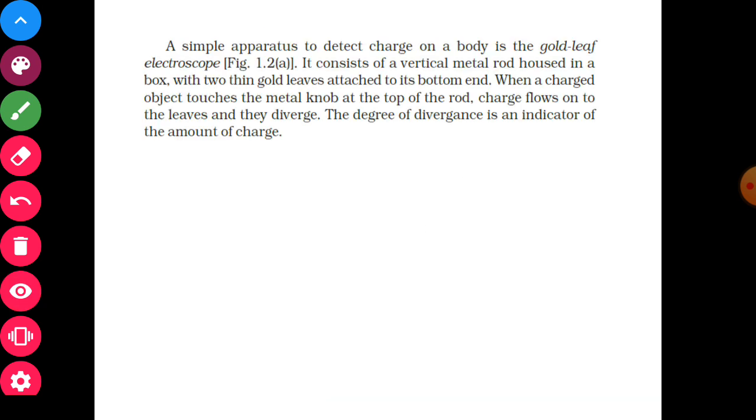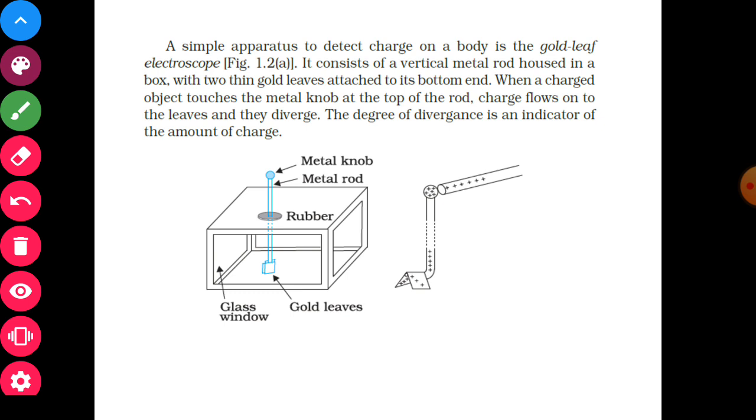Now the simple apparatus which is there to detect electric charge is the electroscope, the gold leaf electroscope. This is the figure. It is a very simple device.